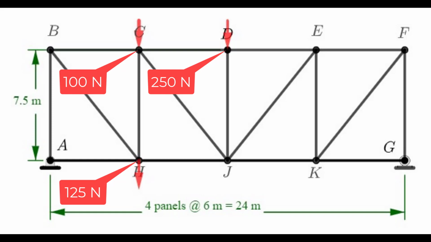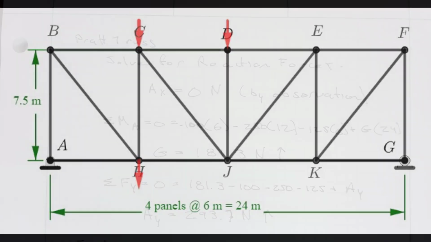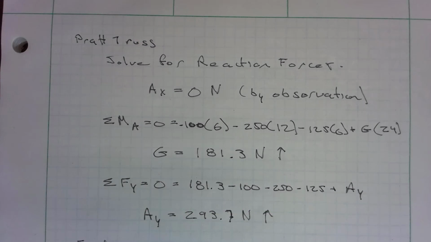So the first step is to solve for the reactionary forces. By simple observation, we can state that AX is equal to 0 because there are no forces in the x direction. We're then going to use the summation of moments about A and solve directly for G, and we get 181.3 newtons upwards. Then we do the summation of the forces in Y, and we can solve for AY, which we get 293.7 newtons upwards.